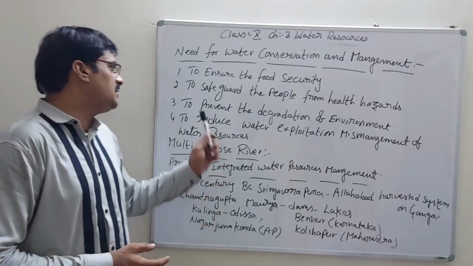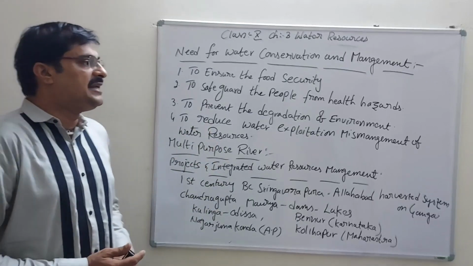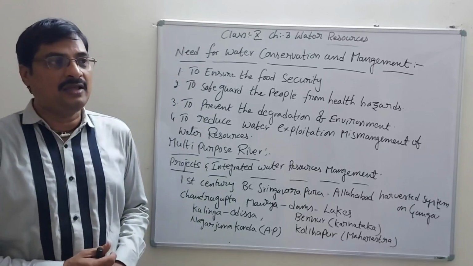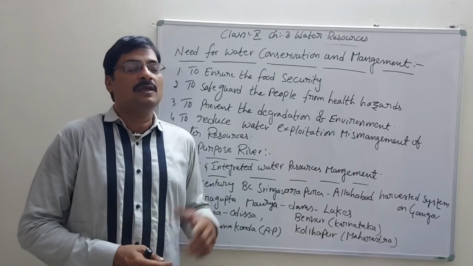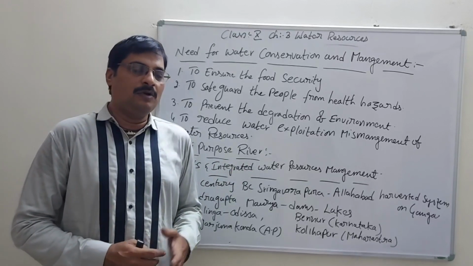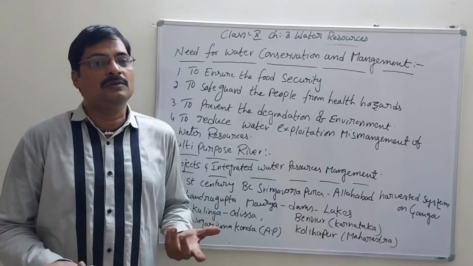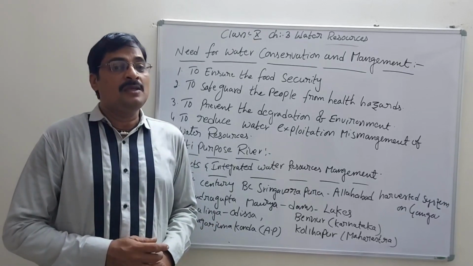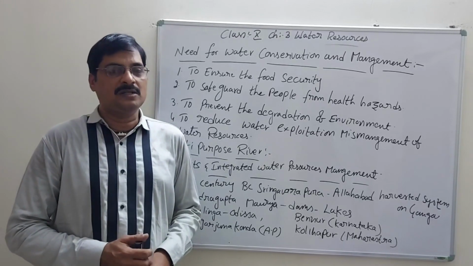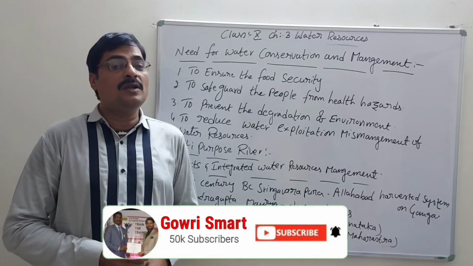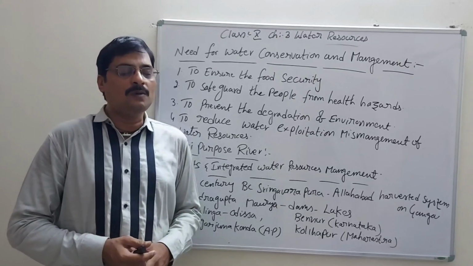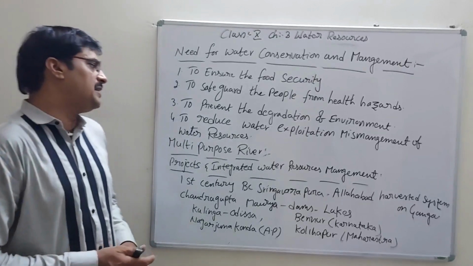Come to the third point, to prevent the degradation of the environment. Yes, we must prevent the degradation. Nowadays, what is happening? The forest area is being degraded. Why? Because of the population, we have to arrange shelter. But when you give more water, more crops are developed. So we need more natural resources. Naturally, the plants grow. We need the water compulsorily.